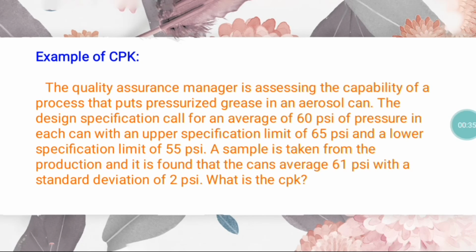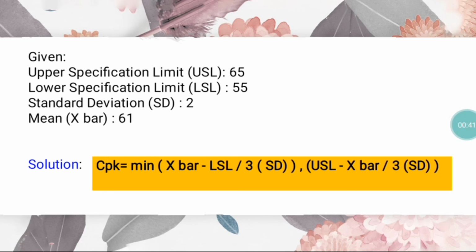What is the CPK? So we are asked to find the CPK. First we have to interpret the data. The upper specification limit, or USL, is equal to 65. The lower specification limit, or LSL, is equal to 55. Standard deviation is equal to 2. Mean is equal to 61. So, CPK equals the minimum of X bar, or the mean, minus LSL over 3 times standard deviation, or USL minus X bar over 3 times standard deviation.